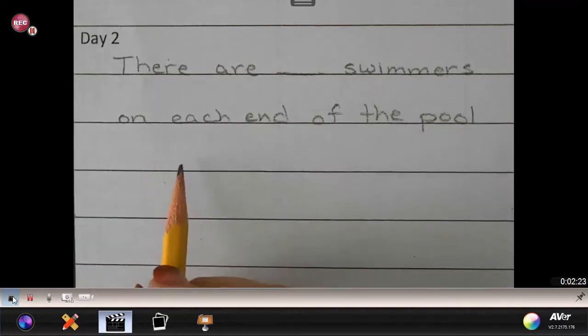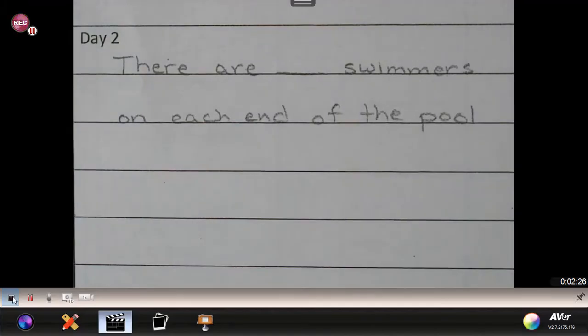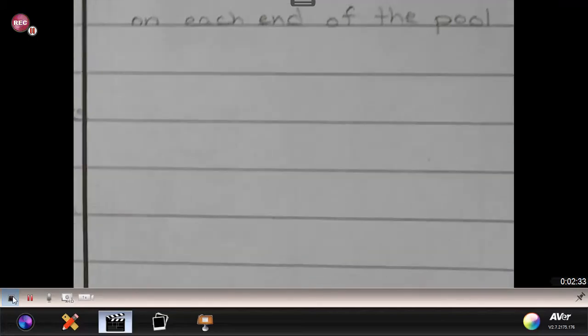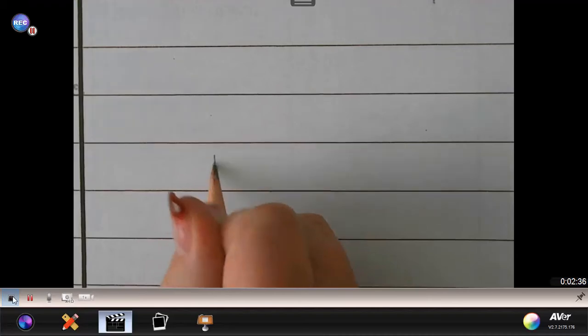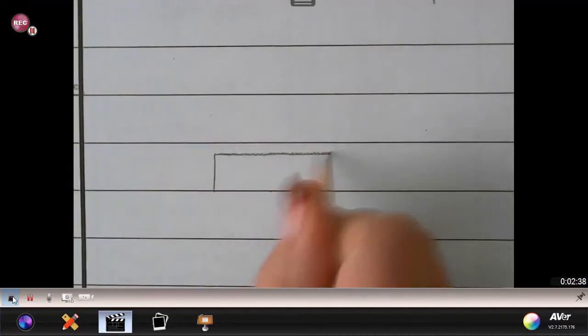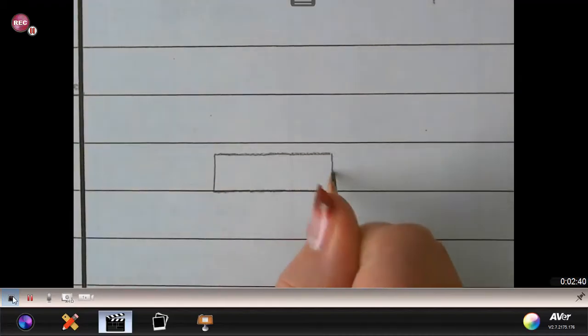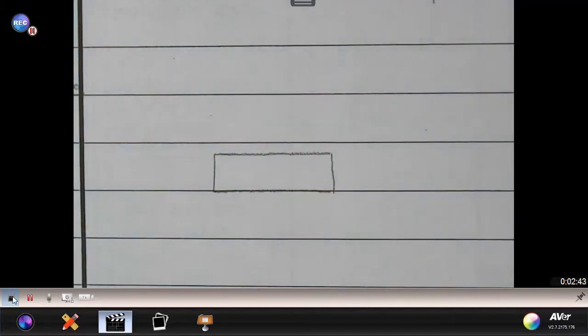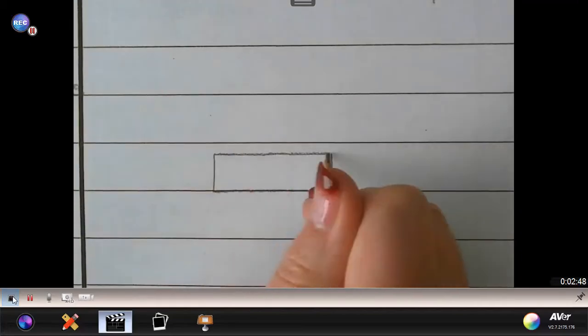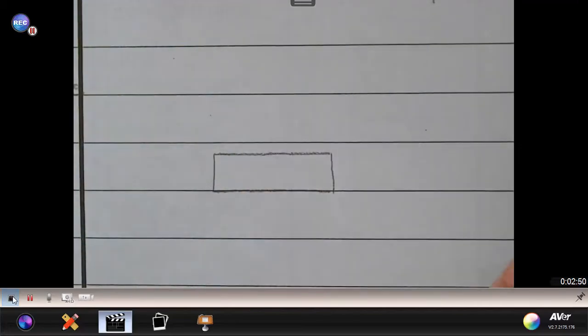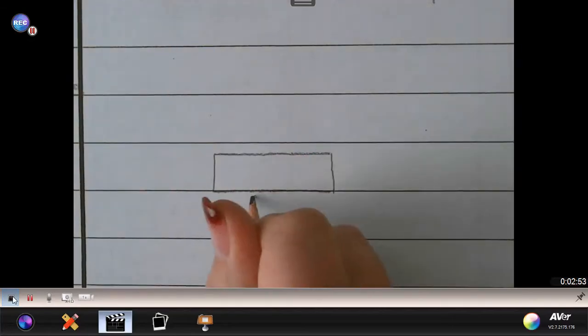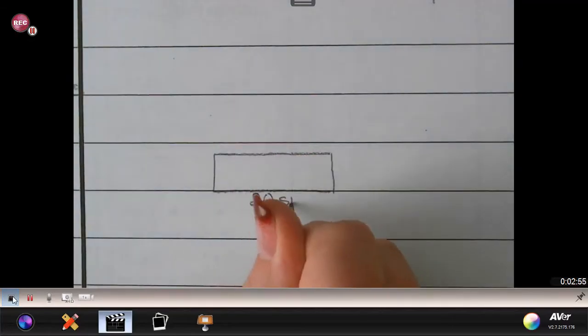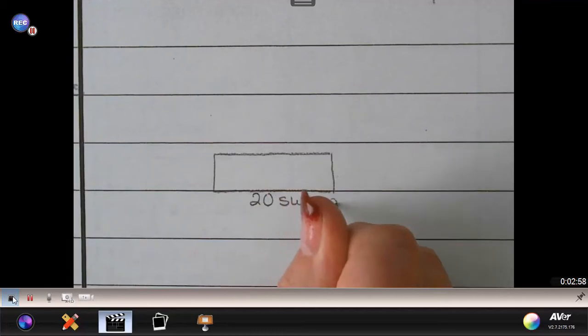So we're going to take what we know about the problem. Again, remember, we have 20 swimmers. I'm going to come down here and draw an example of what I'm visualizing. I'm using a tape diagram. Sometimes they call these bar diagrams. This bar diagram is going to be a bar of the pool. I'm thinking, okay, here are 20 swimmers in the pool.